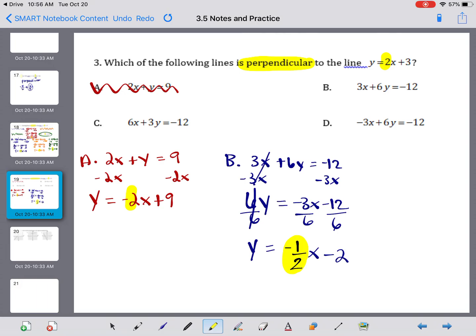Slope is opposite reciprocal. So we take a look at the original. We have 2 over 1. When we flip it, it becomes 1 over 2. The original is positive, so our new slope needs to be negative. These two slopes match. So our answer is B. The opposite reciprocal of 2 is negative 1/2. So that line would be perpendicular to our given line. You can go through and check C and D just to make sure, but our answer is B.